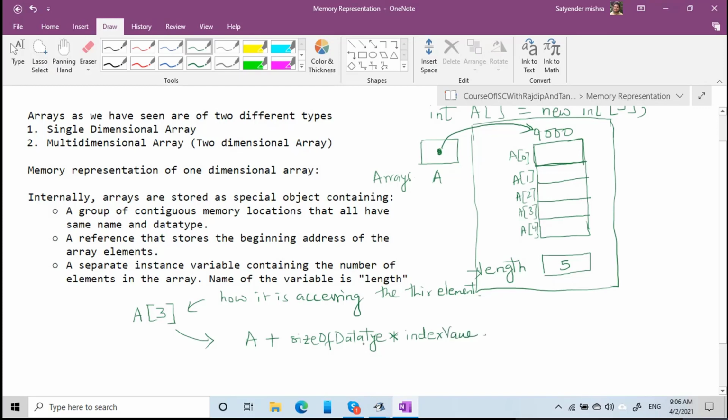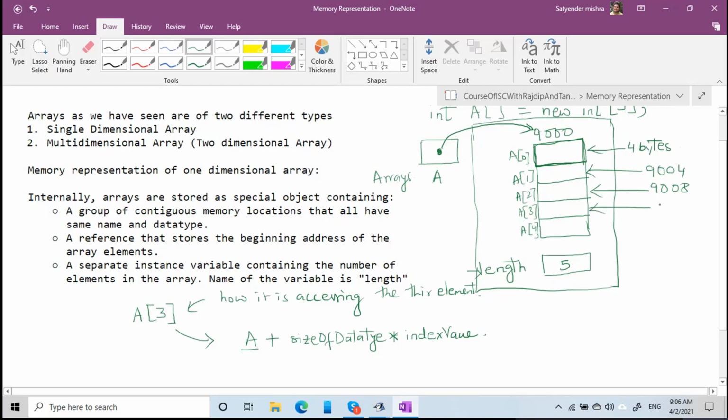So here you can see that this is pointing to 9,000, and this is an integer array, right? So size of each cell is 4 bytes. So the first one is 9,000. The second one will be 9,004. This will be 9,008. Then this will be 9,012, and this will be 9,016.